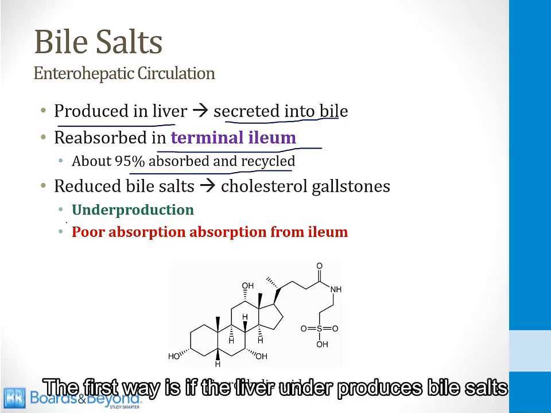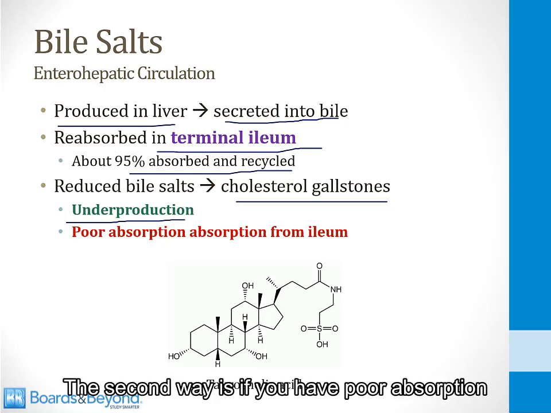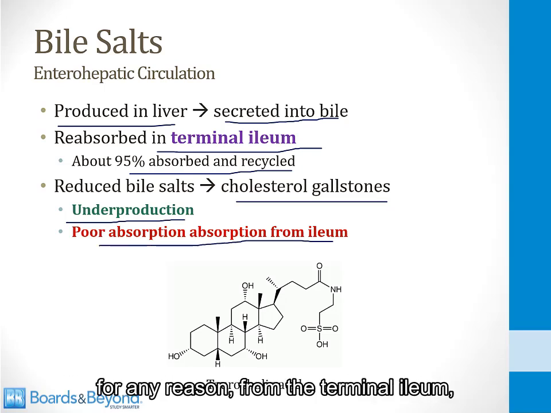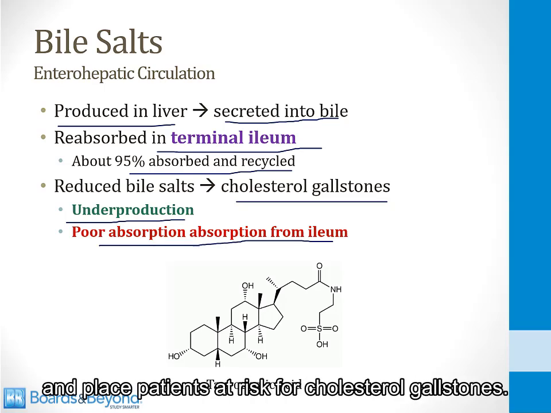The first way is if the liver underproduces bile salts. That can lead to cholesterol gallstones. The second way is if you have poor absorption for any reason from the terminal ileum. That also can lower the bile salt pool in the body and place patients at risk for cholesterol gallstones.